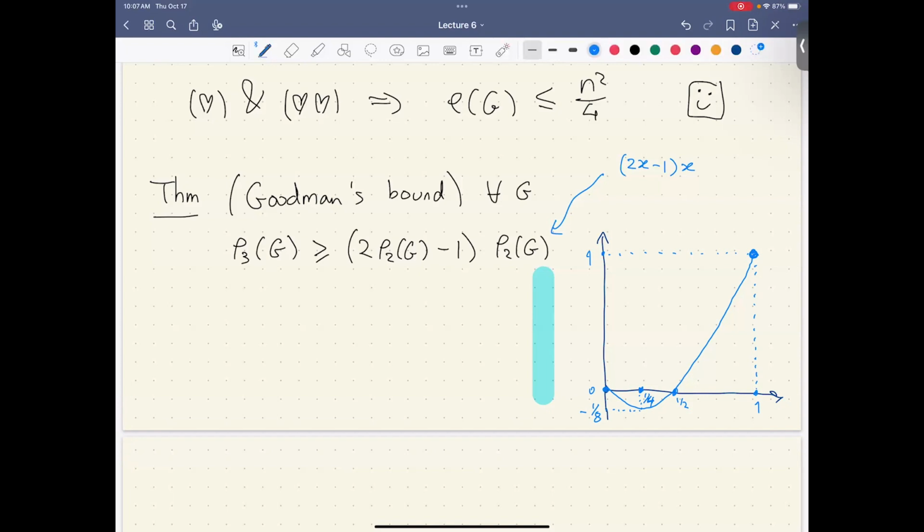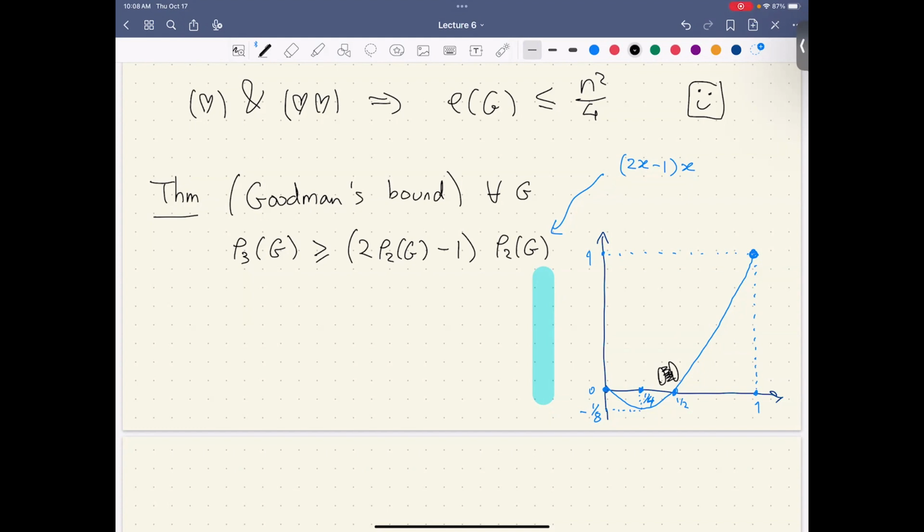So let's read this graph. This is saying that when the edge density is less than half, so the number of edges is less than that of the complete bipartite graph, there's no guarantee of any triangle. Triangle density could be 0. Good. So it gives a lower bound on triangle density given the edge density.